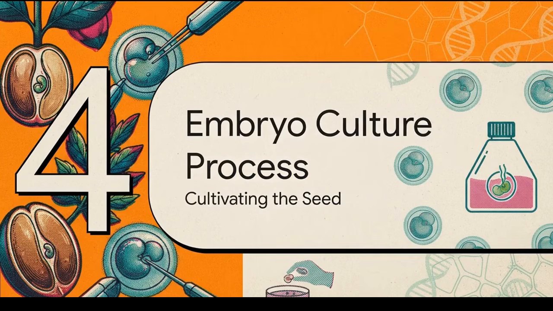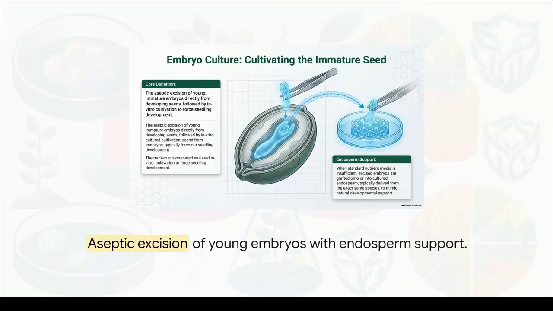Section 4. The embryo culture process. Cultivating the seed. This is where things get really wild. Botanists take developing seeds and meticulously, aseptically excise the young, immature embryos right out of them. By moving them to in vitro cultivation, we forcefully trigger seedling development. And there's a truly brilliant workaround here.